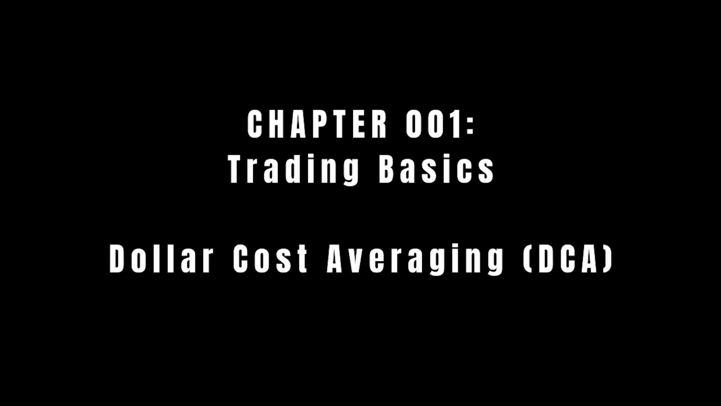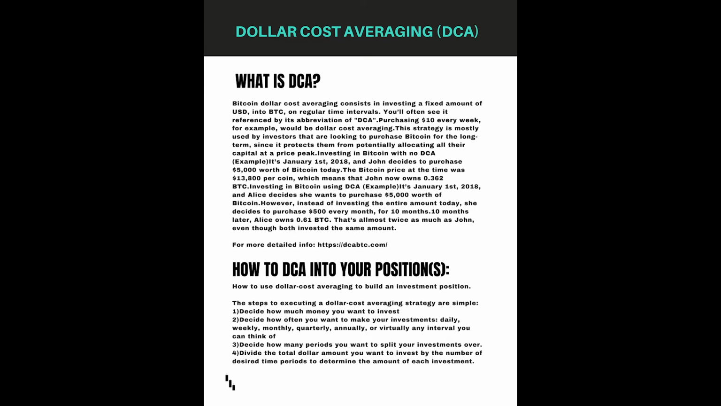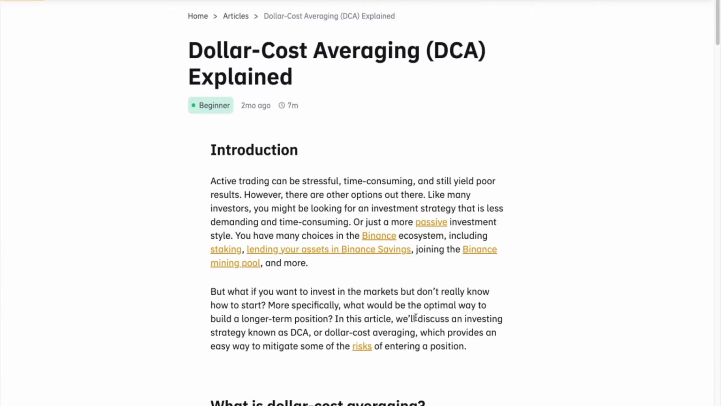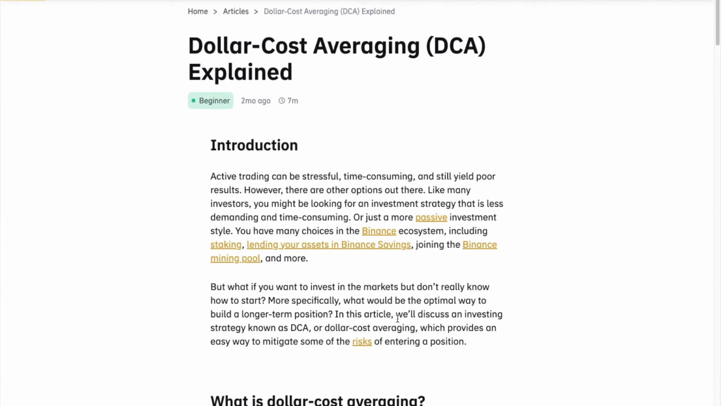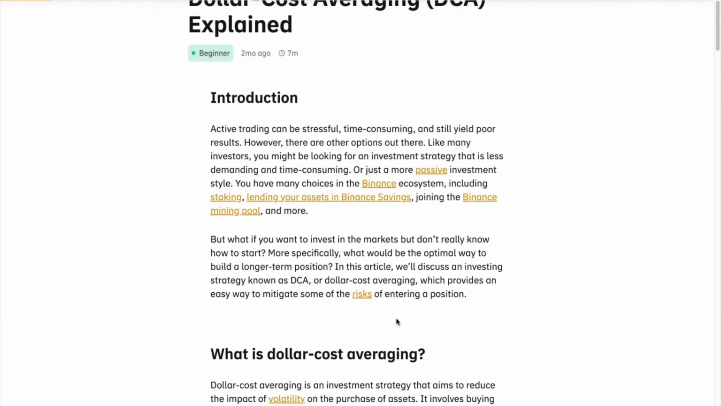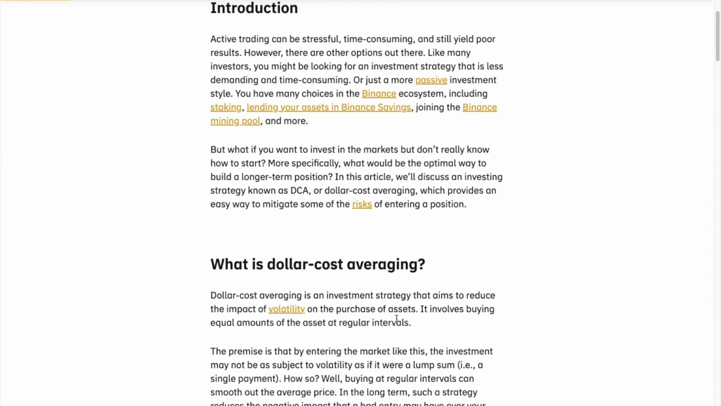Dollar cost averaging is an investment strategy that aims to reduce the impact of volatility on purchasing an asset. Now, it involves buying equal amounts of the asset at regular intervals. The premise is that by entering the market like this, the investment may not be as subject to the volatility as if it were a lump sum or a single payment.